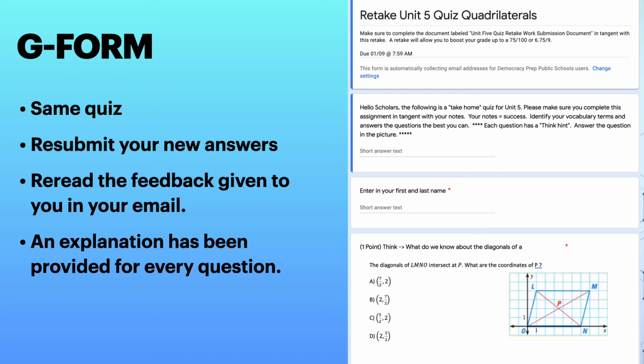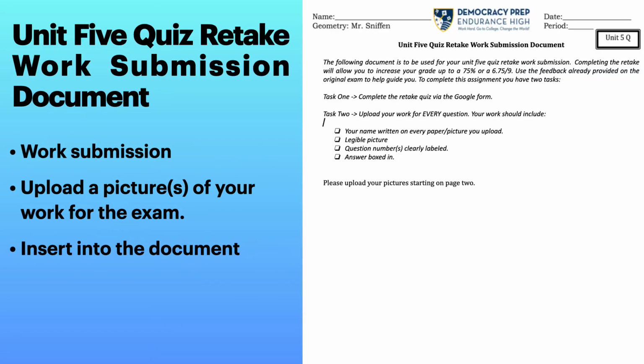Take a look at the feedback form that was already sent back to you in your email. It provides you all the answers essentially to the exam, but the way we're going to verify that you're actually doing this and getting that practice, instead of just regurgitating answers, is another document on Google Classroom. That second document is called your Unit 5 Quiz Retake Work Submission document. It allows you to pop copies of your work directly into this document, which is going to allow Mr. Rieger and myself to take a look at it, critique it, and see where clarity needs to be given.